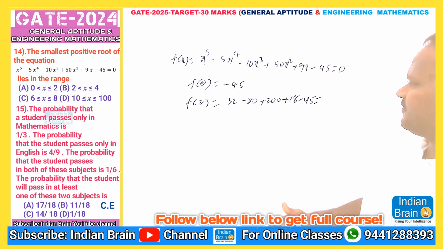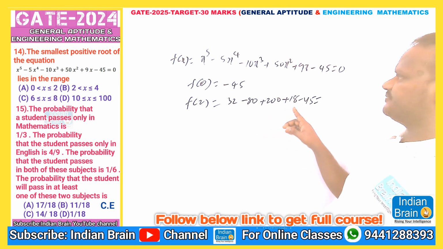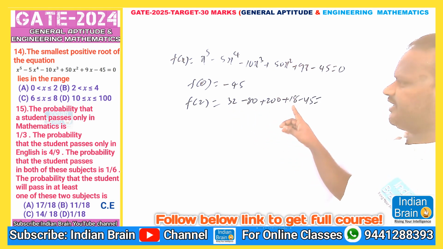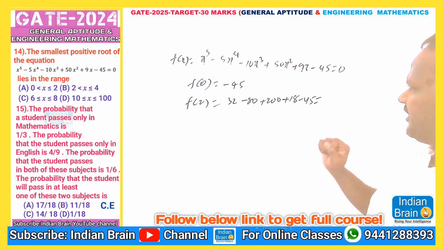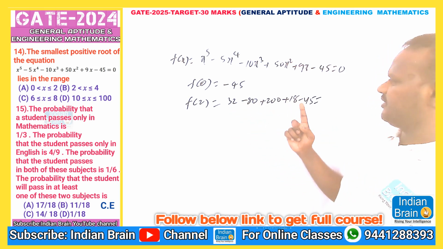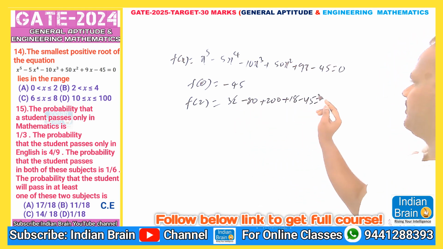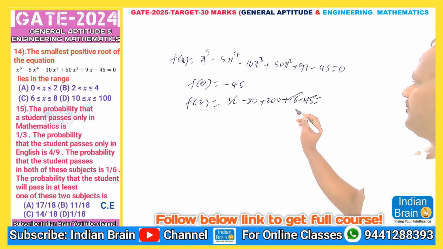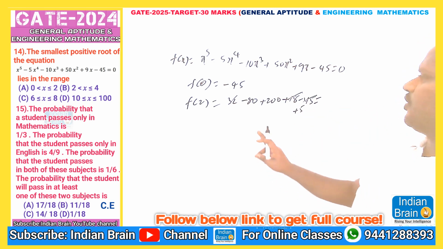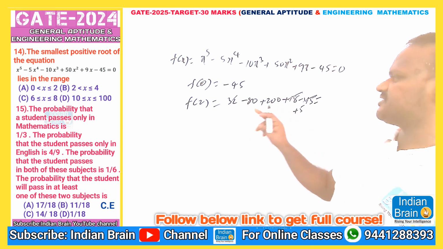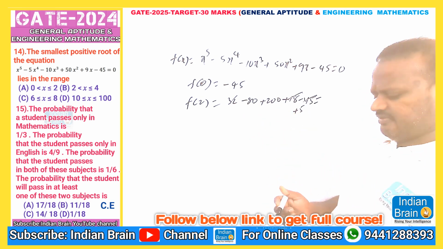Go for the positive value first. 32 plus 18 is there, right? Yes, 32 plus 18. It can be 50. 50, 45 gone. Plus 5 will be there for sure. Okay. Next 205 minus 80 will be there, right?